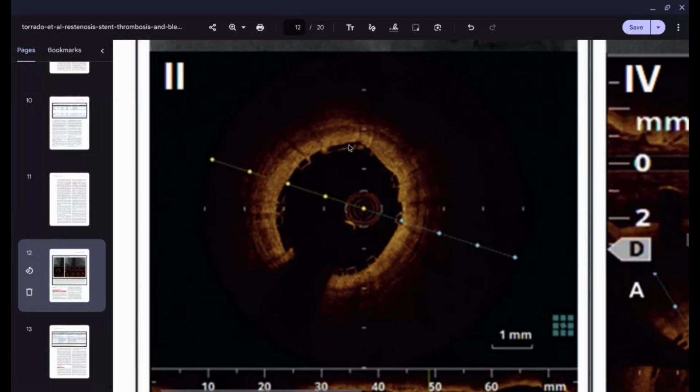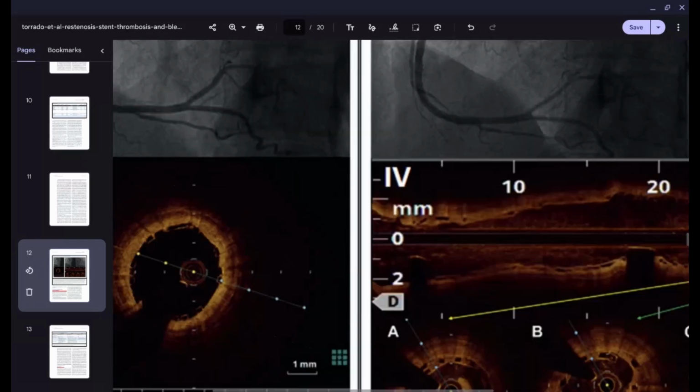Notice the stent cross section is visible at many places. What is this artifact here? Can anyone recognize that? There is something very dark, a radial dark line. This is the shadow of the catheter that you put in.